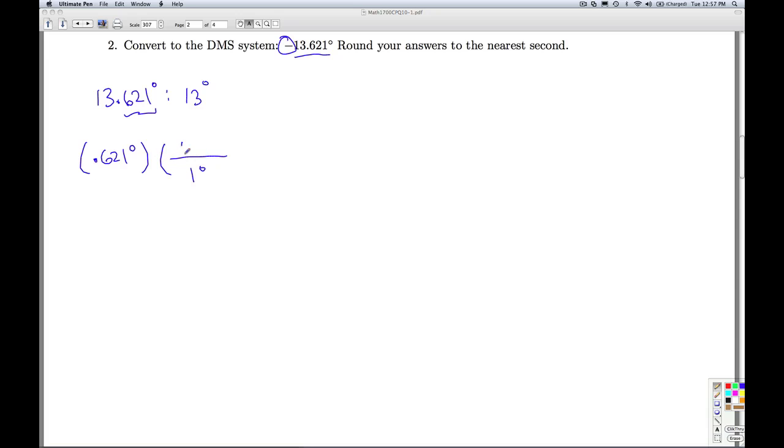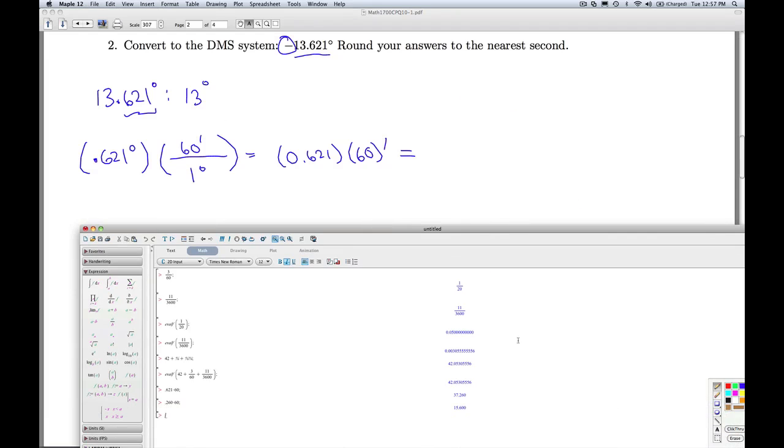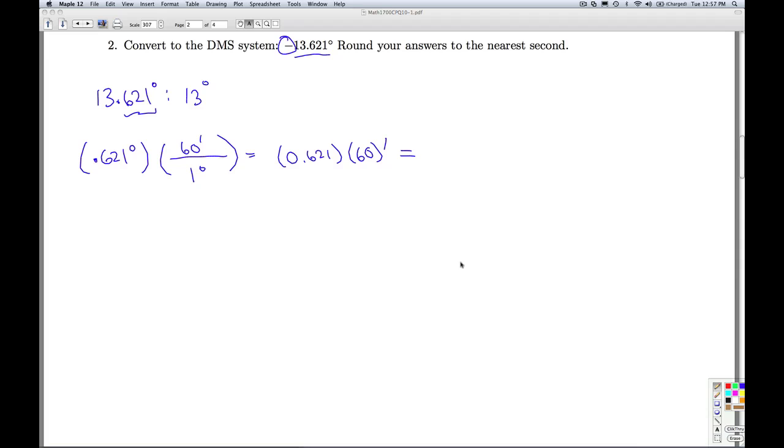For every 1 degree, there is 60 minutes. And so the degrees cancel out, and I get 0.621 times 60, and this will be minutes. And if you go through the calculator, you will find that this is approximately 37.260 minutes. So this gives us 37 whole minutes, and then this many parts of a minute.